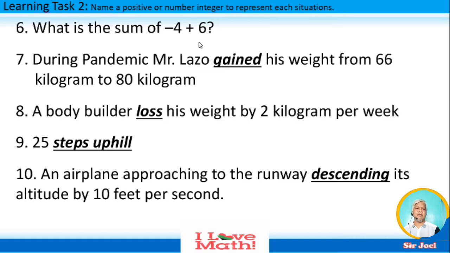So, sabihin na natin na may utang ka na 4, tapos nagbayad ka ng 6. Sa iyong palagay, sobra ang bayad or kulang pa? Siyempre, sobra ang bayad. So, therefore, kapag tinanong tayo ng negative 4 plus 6, meron kang kasobrahan na positive 2. Okay? May utang kang 4, nagbayad ka ng 6, ibig sabihin sobra pa ng 2 piso. Kaya that indicates positive 2.